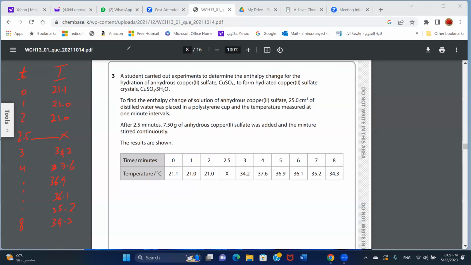Okay, here they said that a student carried out experiments to determine the enthalpy change for the hydration of anhydrous copper 2 sulfate to form hydrated copper 2 sulfate. To find the enthalpy change of the solution of anhydrous copper 2 sulfate, 25 centimeter cube.